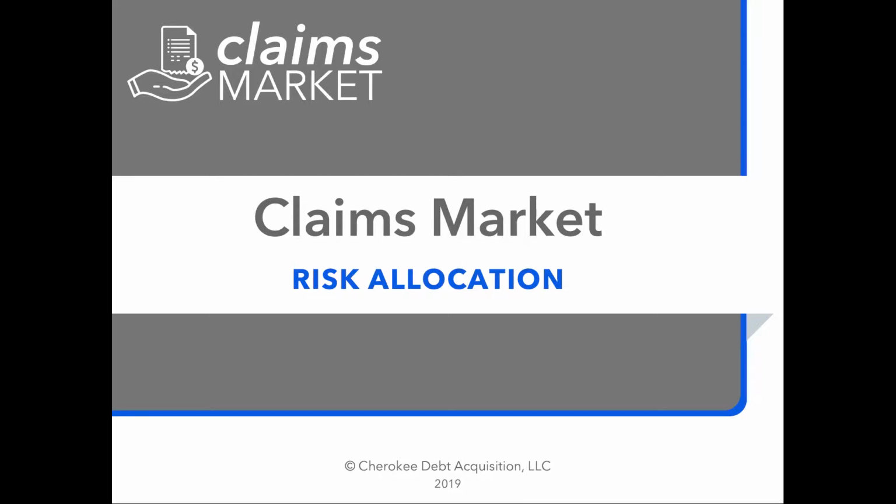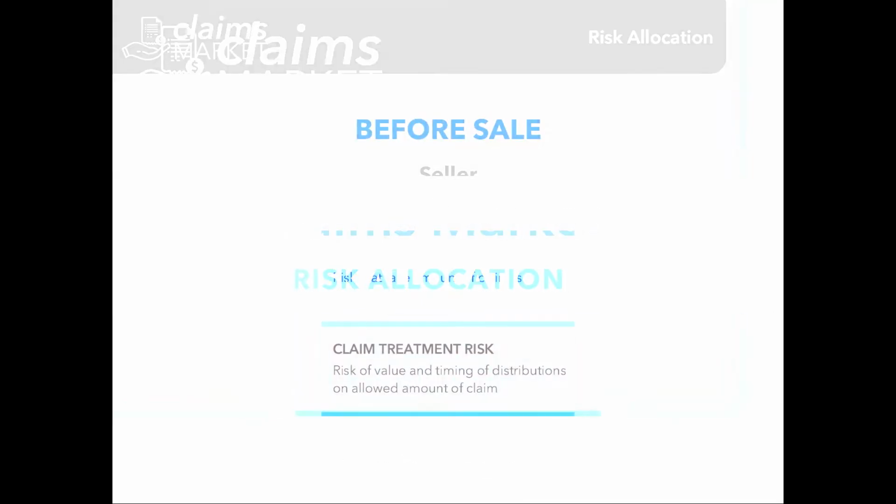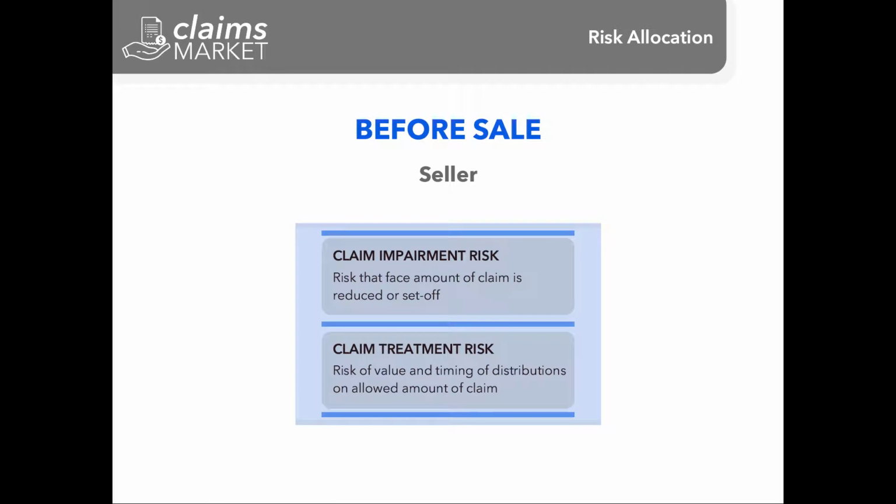Selling a claim represents a risk transfer from a seller to a buyer. Before a sale, a seller is subject to certain risks. These risks include the risk that the face amount of the claim is reduced or set off. This is called the claim impairment risk.